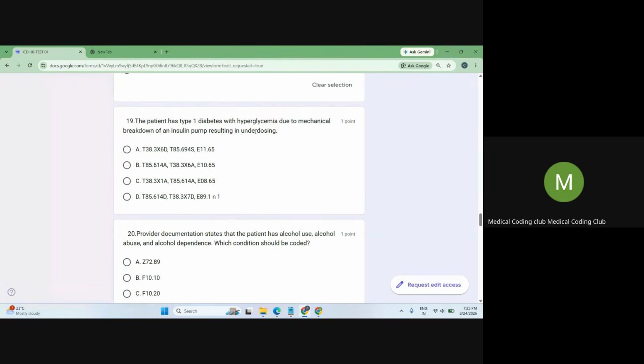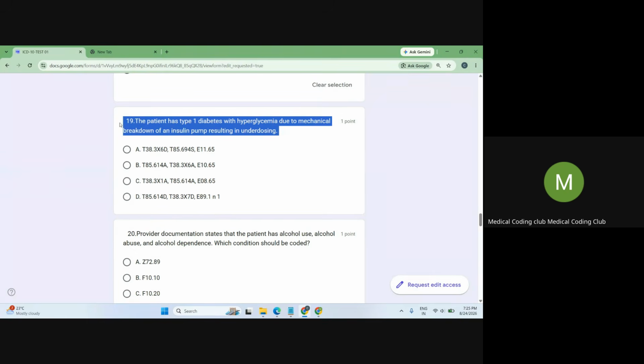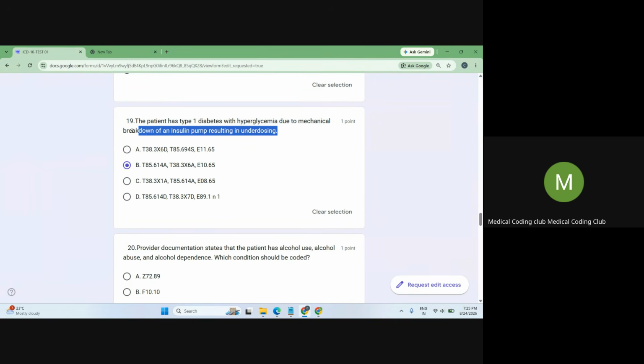Whenever you encounter this scenario, the primary diagnosis should be what? Mechanical complication. First, primary diagnosis will be mechanical complication, and then secondary diagnosis will be what happened, whether it is underdosed or overdosed. This one should be coded as secondary diagnosis. And in the tertiary place, what type of diabetes or condition the patient is currently having. Patient is having type 1 diabetes with hyperglycemia. So this condition will be coded in tertiary place.